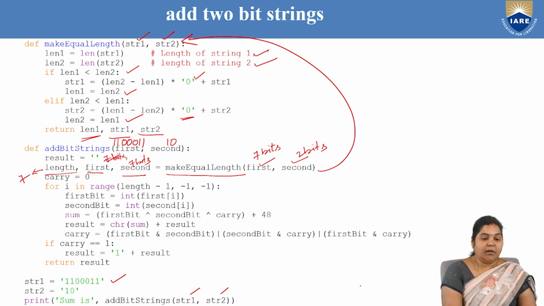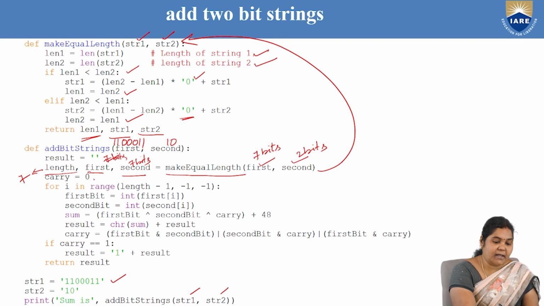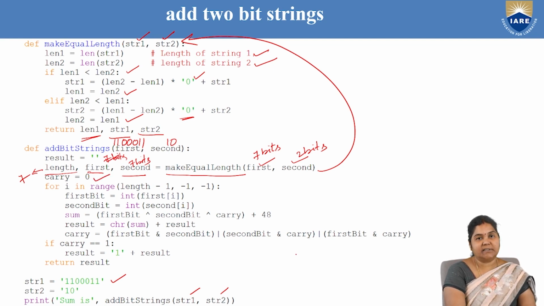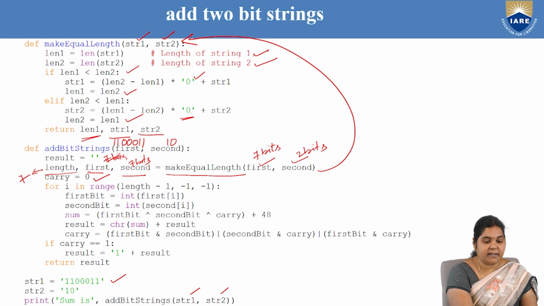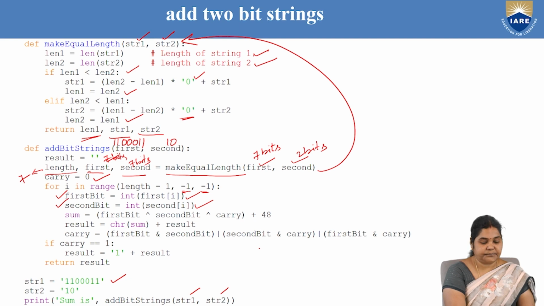Now after equalizing both the strings, we have to write down the procedure for adding and getting the carry. For that, we have taken a carry which is initially 0. As the addition should be bit by bit from right to left, we have taken a for loop, for i in range of the length minus 1, going backwards, because we are going right to left. Get the last bit of the first number and the last bit of the second number. We call these first bit and second bit.